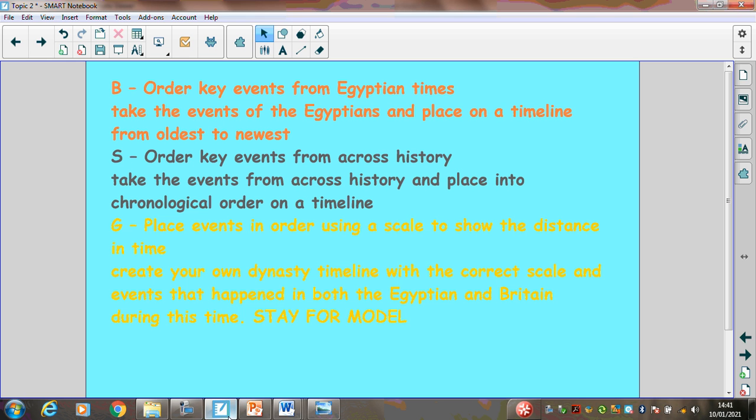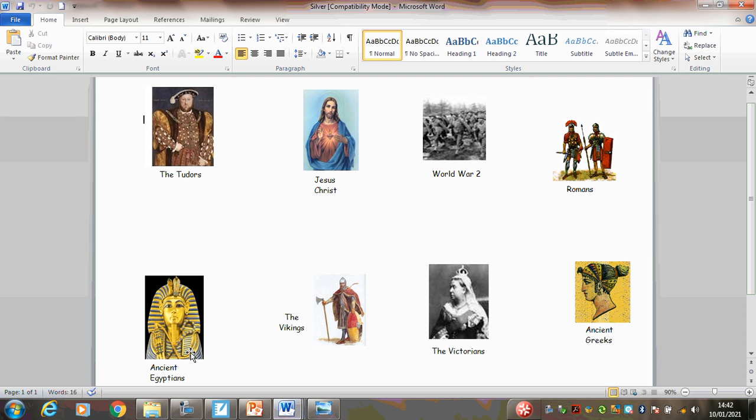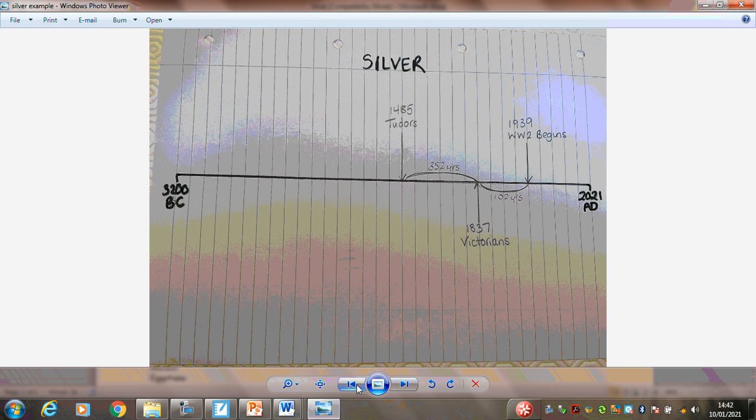Okay, so that's bronze. Silver, you're going to take events from across history and place them into chronological order on a timeline. You're going to use those key events that we looked at in the PowerPoint, these ones here. So you've got the ancient Egyptians, the Vikings, World War II, and you're going to plot those on a timeline in chronological order.